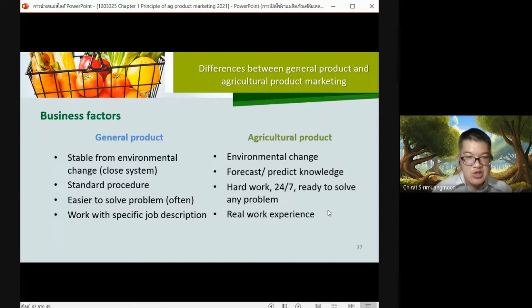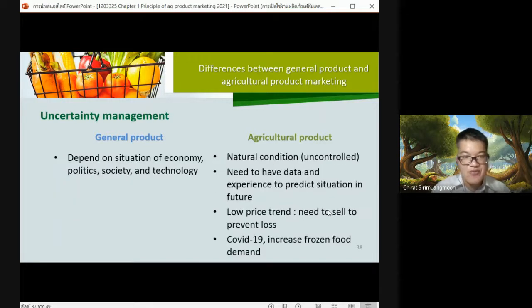Then for general products, when you think about the worker, they work with specific jobs, so they just know what they're going to do. But for agricultural products, you need to have more experience because experience can help you to solve the problem. If you're just a new farmer, you might have a problem. So that is the issues for business factors. And how about uncertainty management? So that's it.